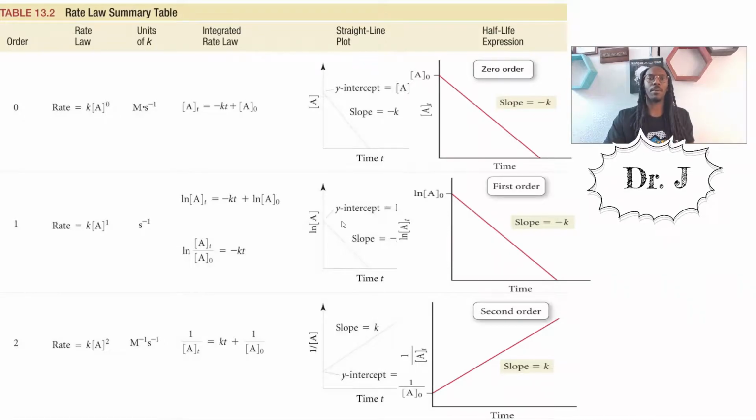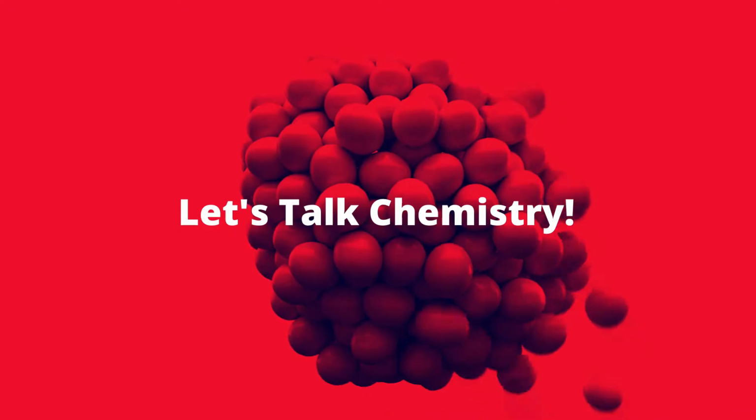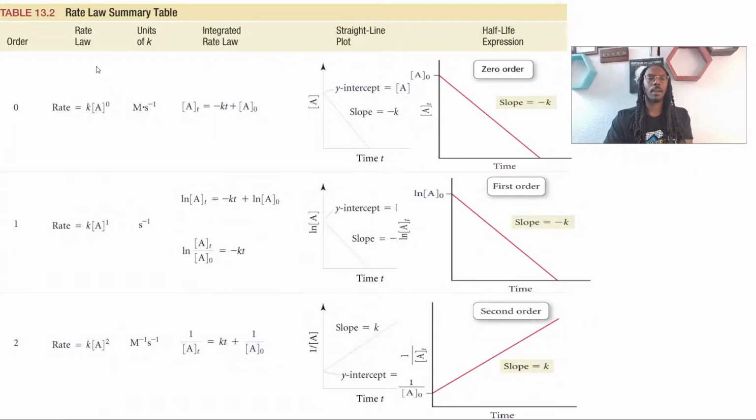So this is a summary of everything we just learned real quickly. We got our zero, first, and second order. Like I mentioned before, all the rate laws, in this case differential rate laws, are going to be very similar. We're going to have our rate equals k times our concentration. And depending on whether you have zero order, first order, or second order, that's going to impact everything else, right?